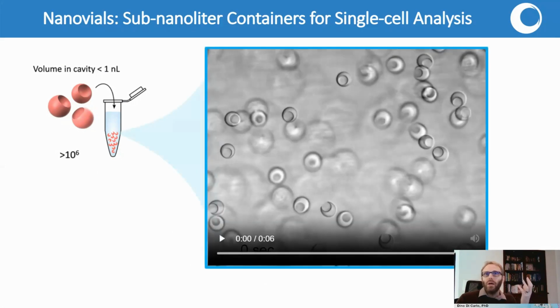This is what they look like. I would encourage the audience to click on this video to play it. These are nanovials that are settling down into a well. And so you can just see the structure of them and how uniform they are. So they have, it's basically a little bowl that has a little cavity in a hydrogel particle. And that cavity is suited to hold cells.